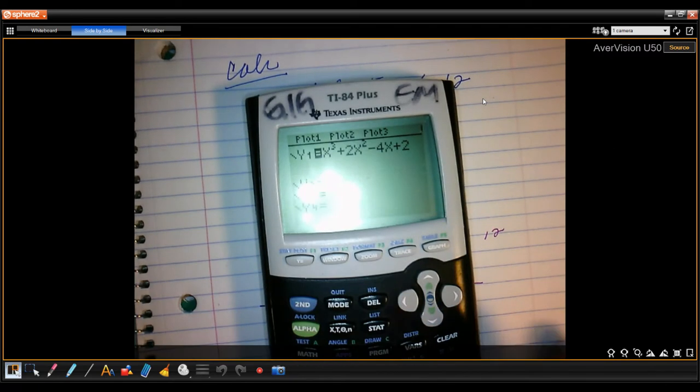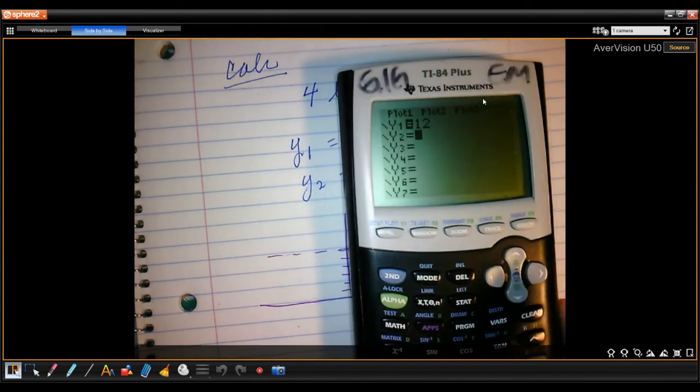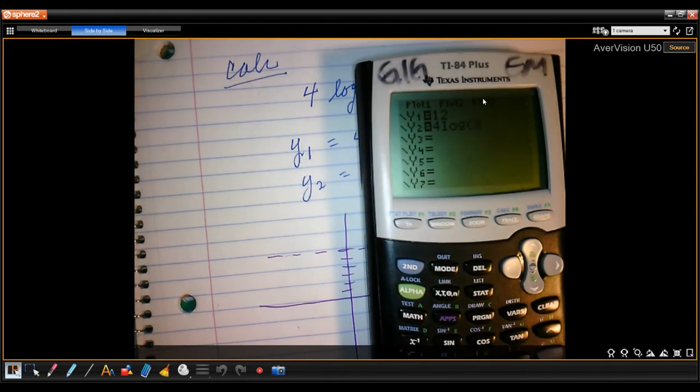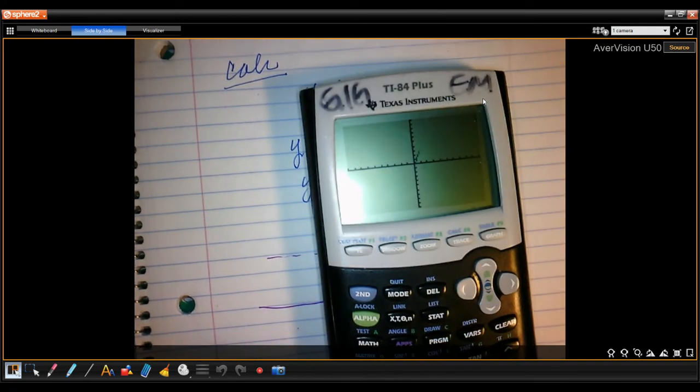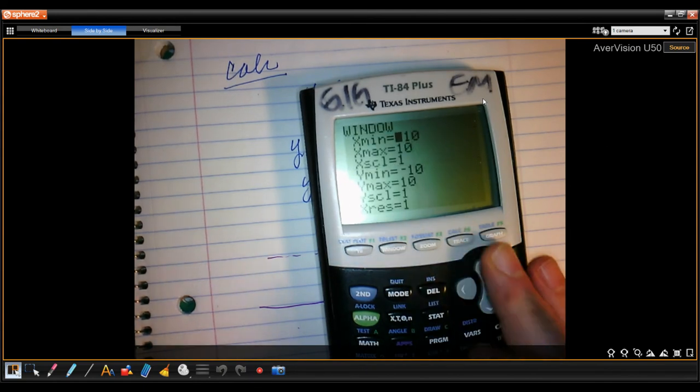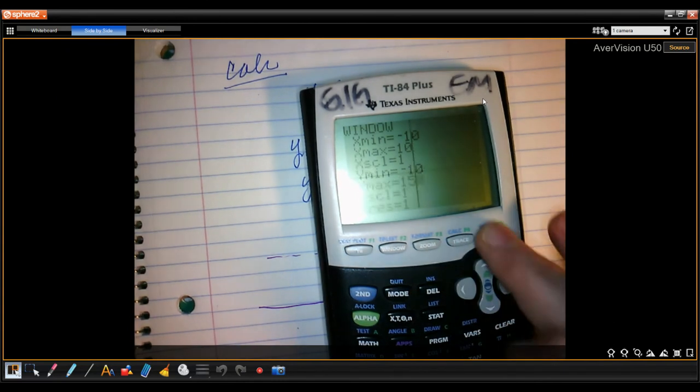So I'm going to type in y1 equals 12. That's the right side. And then on the other side, I'll put 4 log 5x. Okay, so there's my two equations. And it's going to be off the screen because 12 is bigger than 10. So I'm going to change my window. So window y max, I'll say 15.